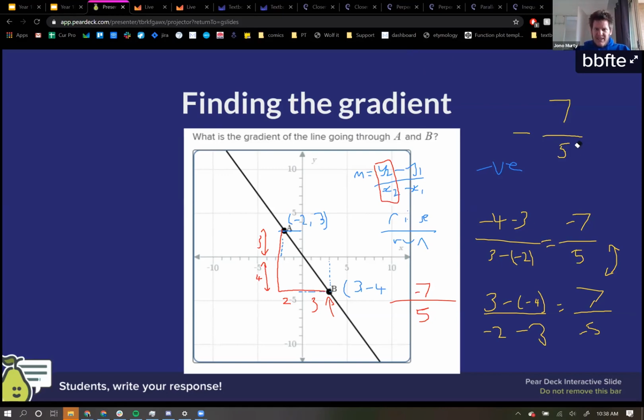Quickly, just notice that -7/5 is less than -1. So this is our slope y equals -x. You can see this is steeper because it has a higher magnitude. It's not greater, it has a higher magnitude. It's going to be steeper. It goes down quicker. All right, next one.